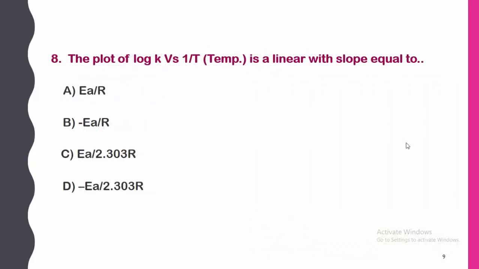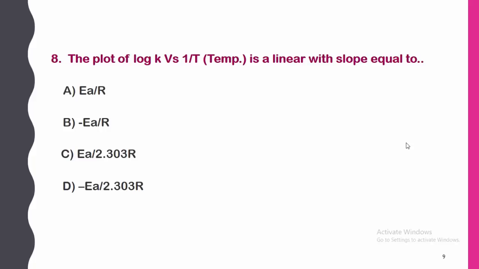One more question dependent on a graph. The plot of log K versus 1 upon T, where T is nothing but the temperature, is linear with slope equal to, again we are asked the slope. What are the parameters given? Log K versus 1 upon T. Here log K is on the y-axis and 1 upon T on the x-axis. If we plot log K on the y-axis and 1 upon T on the x-axis, you will get a linear plot, that is a straight line equation, where slope is equal to, again we are asked the slope.